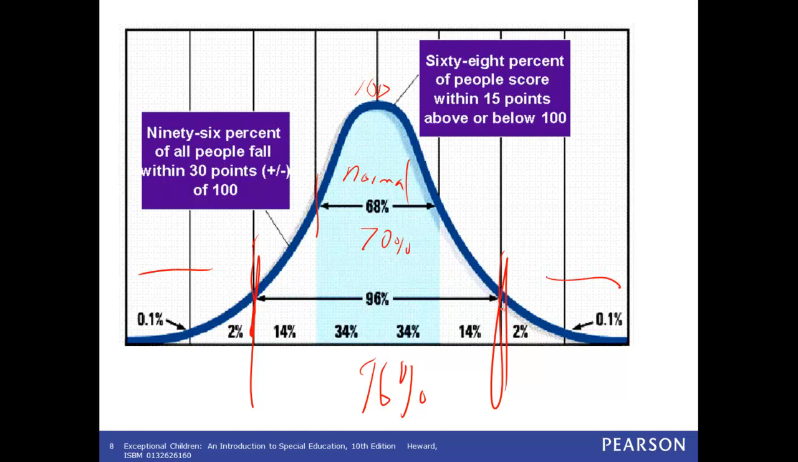Then this here is low normal, and this is high normal. But we get down in here, even here at 85, we start to talk about a learning disability, and 115 over here we start to talk about gifted. But 70% will be considered normal intelligence.